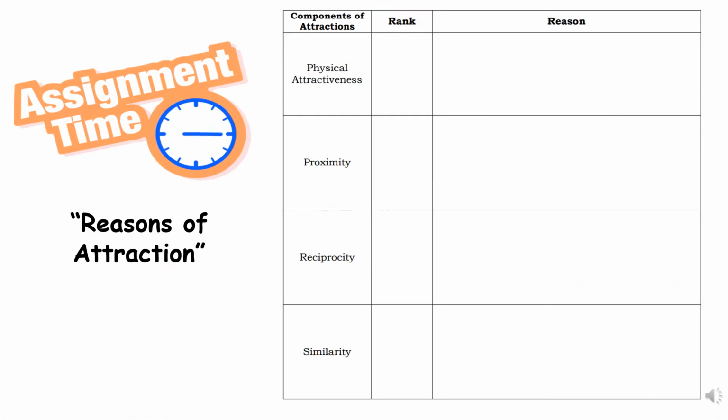Congratulations for passing the post-test. Let us now go to the assignment, reasons of attraction. The following components of attraction are the reasons of someone in liking others. Based on your own characteristics and understanding of yourself, how do you usually get easily attracted to someone? Arrange the components of attraction by putting numbers 1 to 4. 1 will be your most common and usual reason you got attracted, and explain your reasons. Write your answers in a separate sheet.